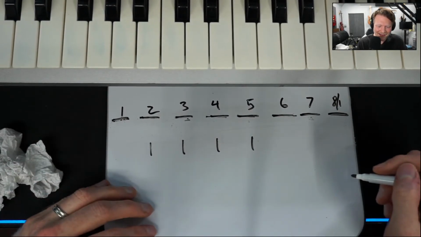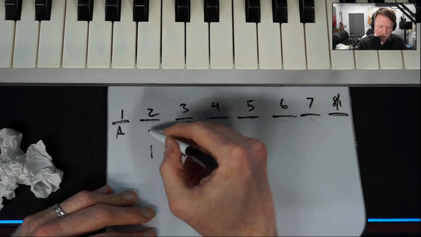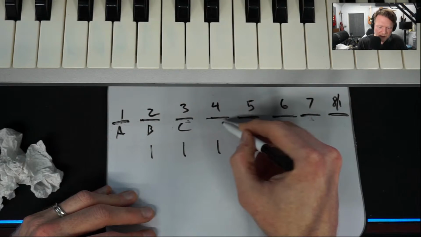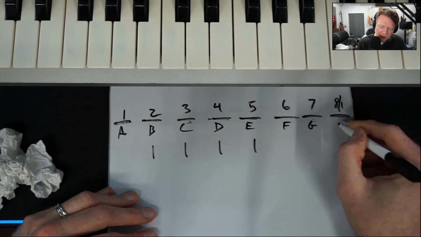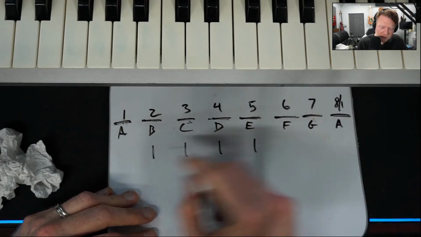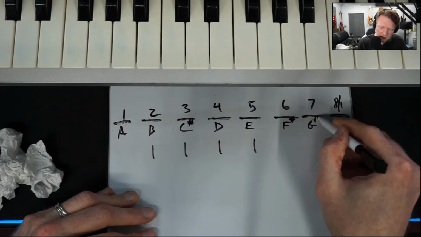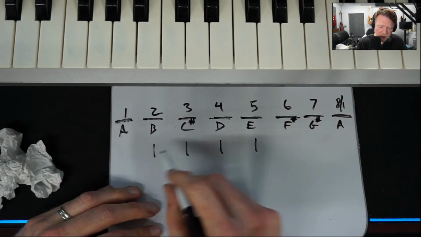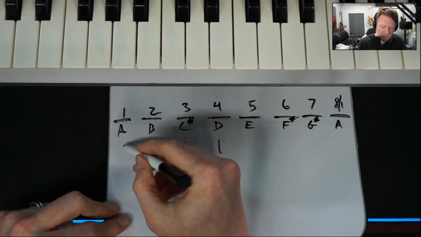Okay, so let's go back. Let's go with A here. We're going to do this first one in the key of A. A has 3 sharps, so it's going to be F sharp, C sharp, and G sharp. So we're going to play 4 measures. I'm going to move it over this way.